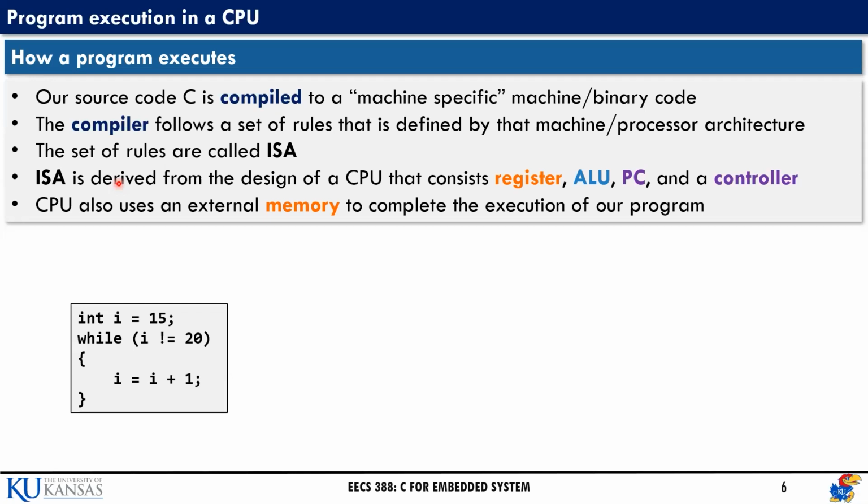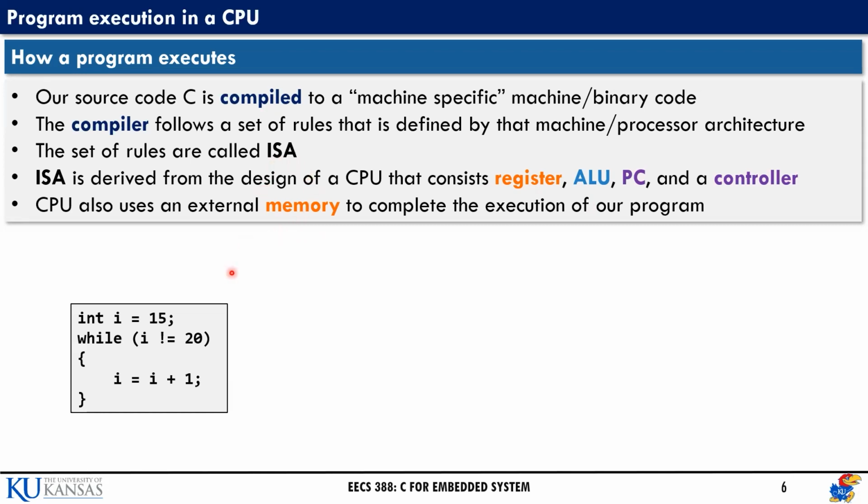So these rules are basically the explanation of your CPU that consists of registers, ALU, program counter, and a controller. These are the very basic components of a CPU, and with the help of these components, a CPU can run your source code. The CPU also uses an external memory to complete the execution of our program.